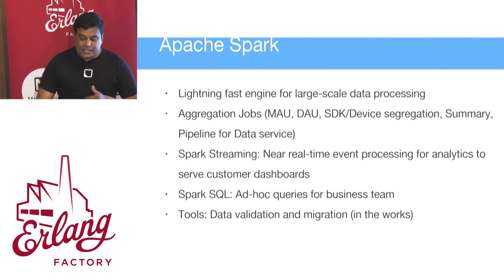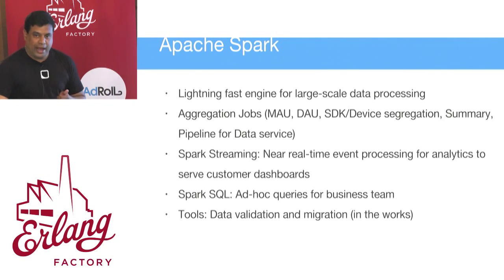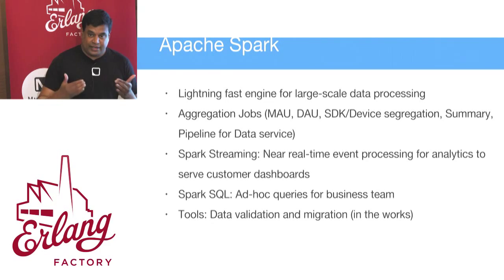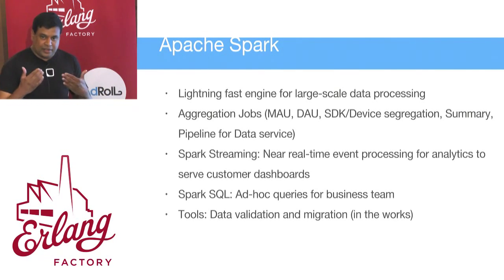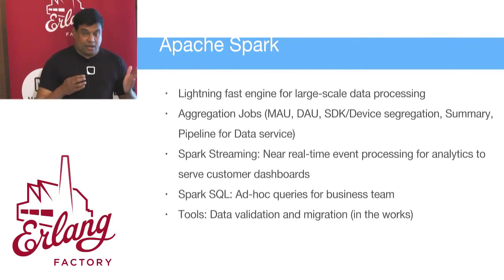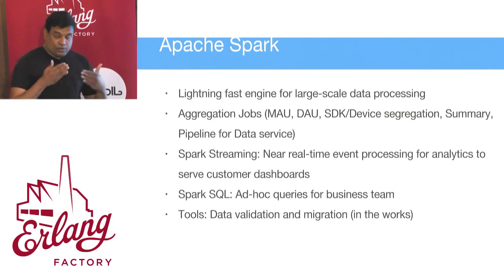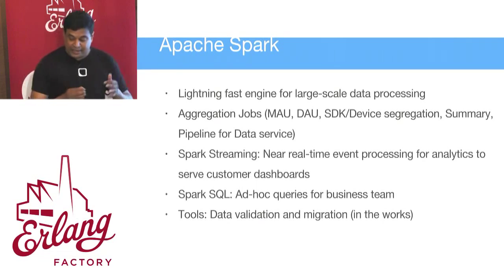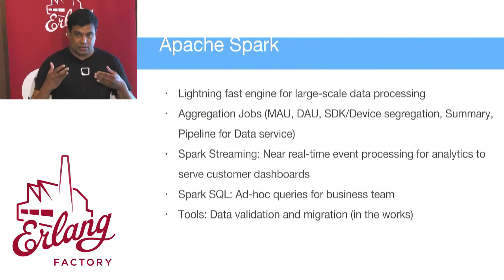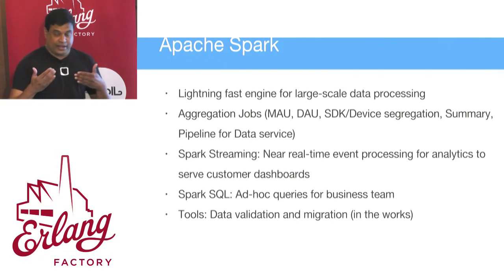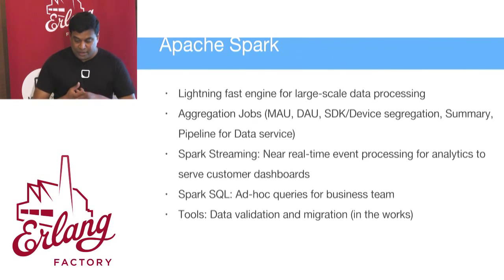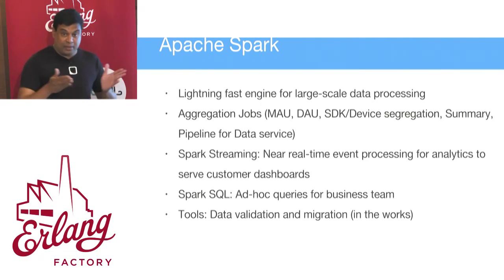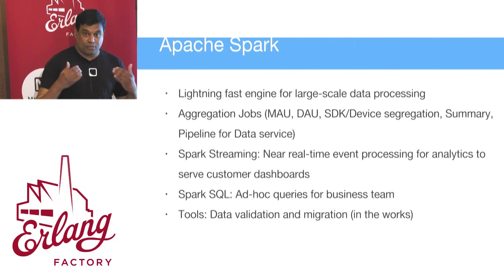And we are leveraging Apache Spark, which is from AMPLab, for lightning-fast data processing. We have a lot of in-memory aggregation jobs like monthly active user calculation and daily active user. If you want to find how many devices are involved in the client-to-server messaging pattern, or if you want to run summary jobs like daily, hourly, weekly, app-based stuff, and we are creating a data pipeline to build data services on top of existing data.